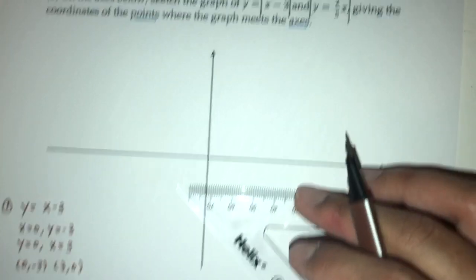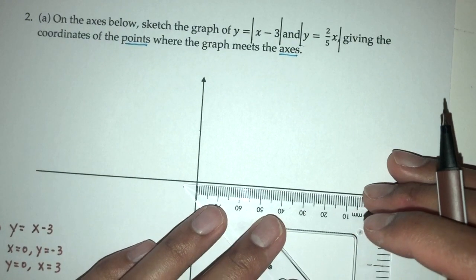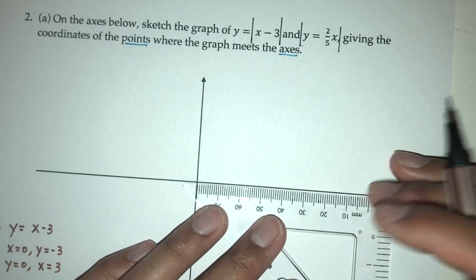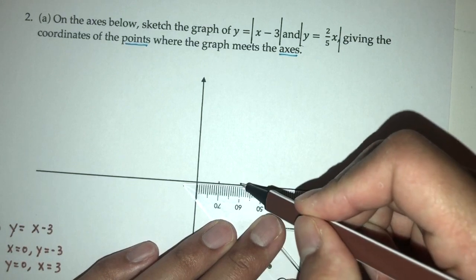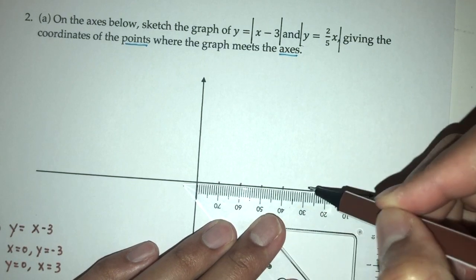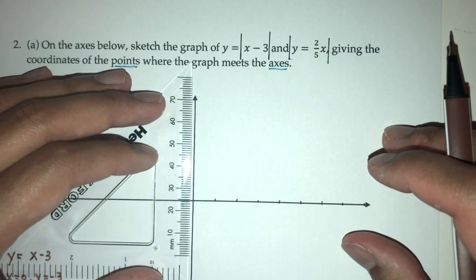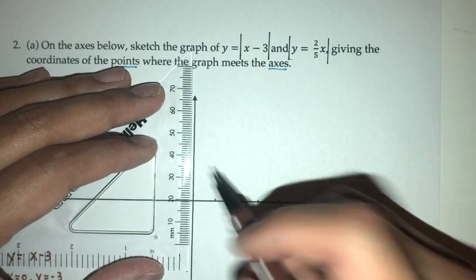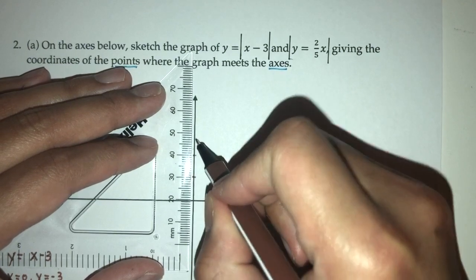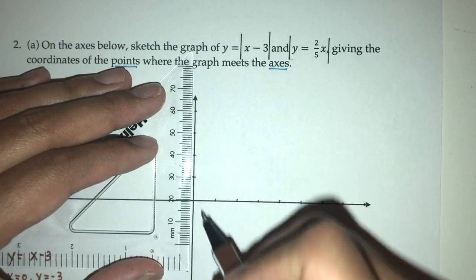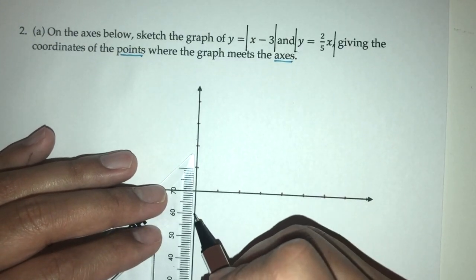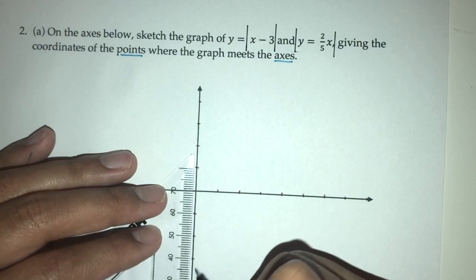So here we have, let me plot. Here we are: 1, 2, 3, 4, 5, 6, 7, 8. And same thing here. Let's try this: 1, 2, 3, 4. And same thing here as well: 1, 2, 3, and 4.